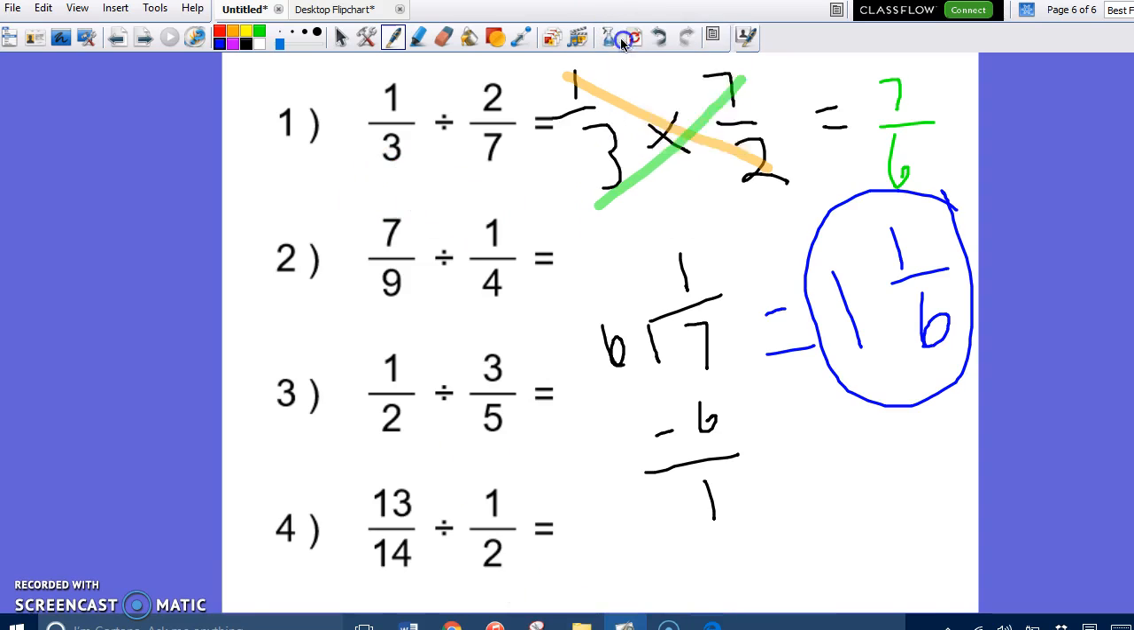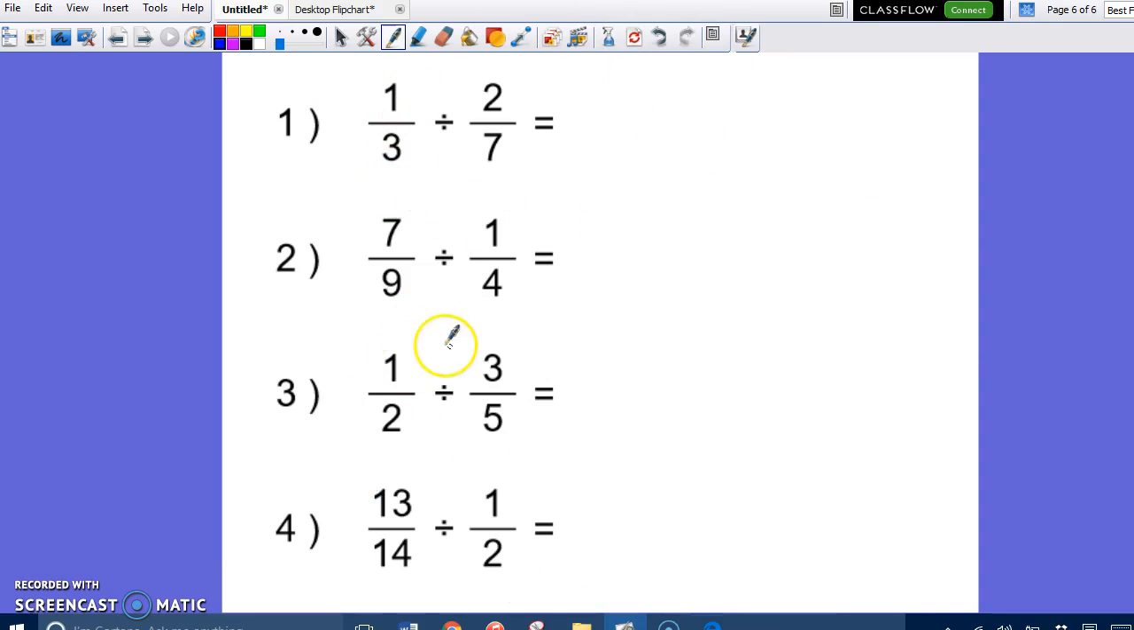All right, now I'm going to go on to number 2. Again, when we are dividing fractions, we're really going to multiply because we're going to multiply by the reciprocal. Again, first one stays the same. Change it to multiplication. Flip it, which means the reciprocal.